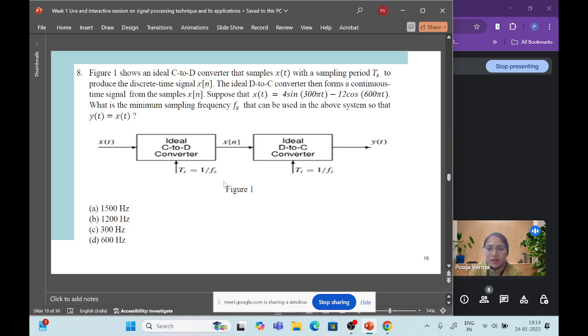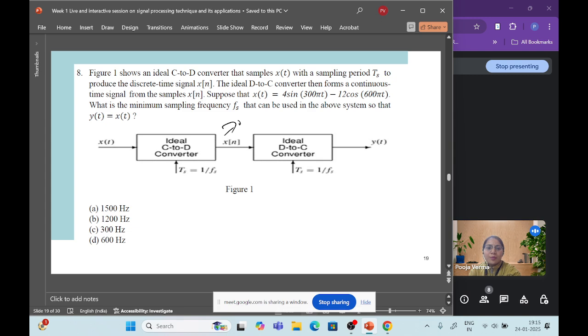This figure shows an ideal C2D converter that samples x(t) with a sampling period Ts to produce a discrete-time signal x[n]. That means x(t) is given to the input of the ideal C2D converter with the sampling period Ts, where Ts is equal to 1 by Fs, producing the output x[n], that is, in digital form. Now again this digital signal is given to a D to C converter. The sampling rate is the same, that is Ts is equal to 1 by Fs.